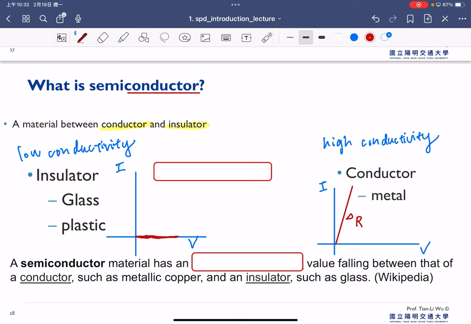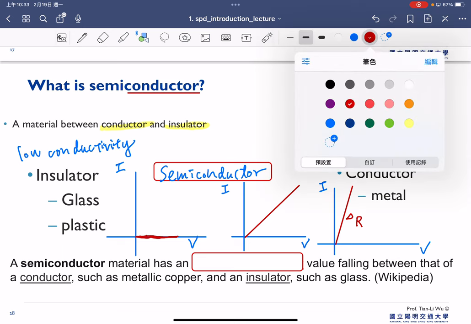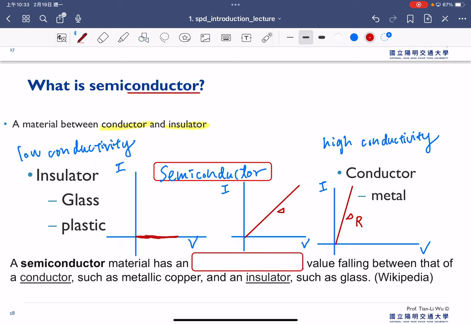So the semiconductor is a material just in between these two. If you look at the IV curve, it has a characteristic exactly in between. Still the same, the slope is related to the resistance. And the cool thing about semiconductors is that we are able to manipulate this resistance. We are able to control the resistance or conductivity.